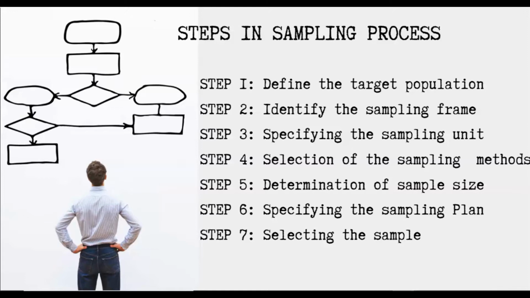For example, if a housing developer company wants to conduct a survey to ascertain the demand for its houses, it may define the population as all the potential house buyers above the age of 20 who are able to make a loan. Step number 2, specifying the sampling frame.